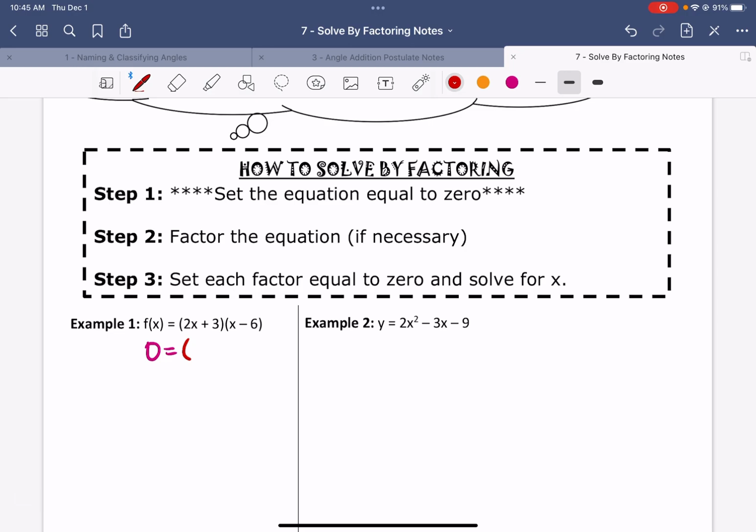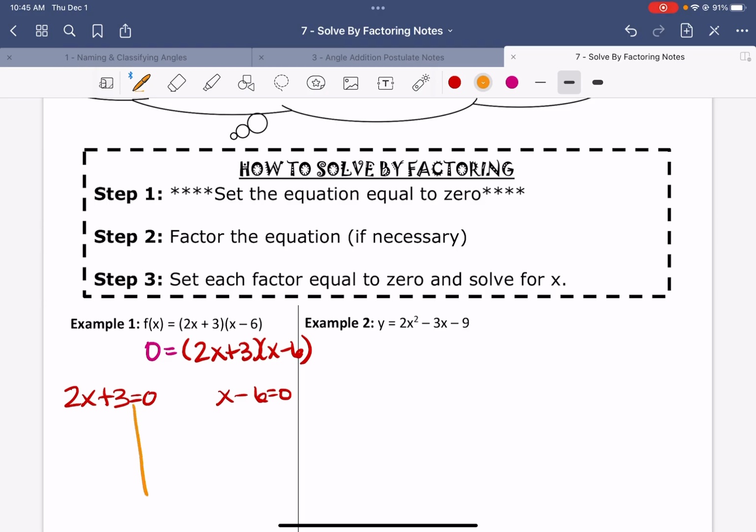And then we rewrite the rest of it. So 2x plus 3 times x minus 6. Now, each thing in parentheses is going to get set equal to 0 because we don't need to factor. It's already in factored form. So we're going to split this up, and we're going to have 2x plus 3 equals 0, and x minus 6 equals 0. And then we just solve it like we solved way back in Algebra 1.